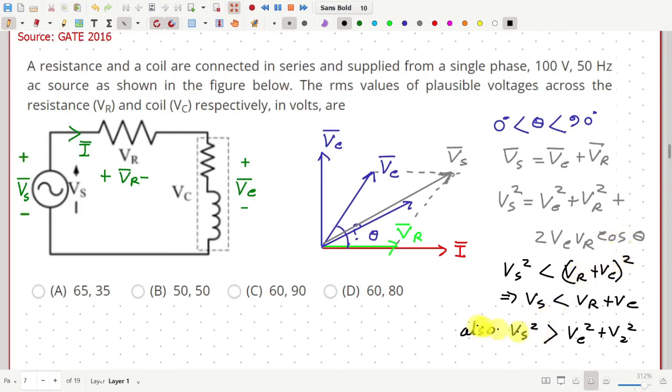Okay, so now let us see which among these four options satisfy these two conditions. This is one condition, and here is another condition.